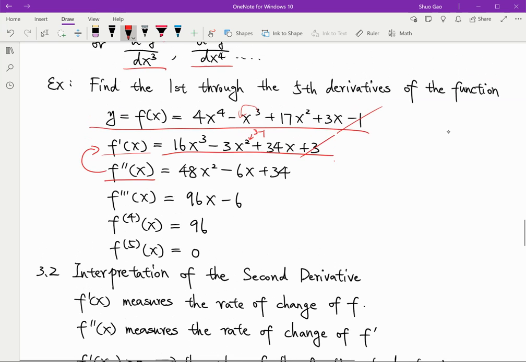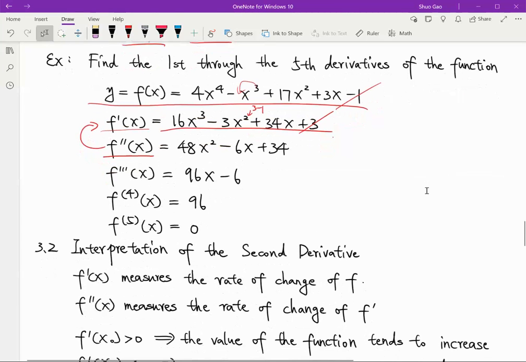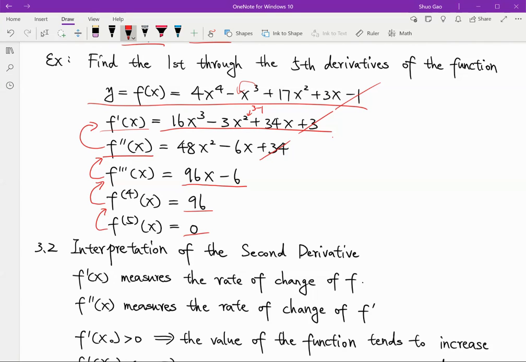And so on, we have f triple prime x, the third order. It should be 96x minus 6. Again, get rid of this constant term. And then f superscript (4) x is 96. So f superscript (5) x, or the fifth derivative, is just 0, right? Because f superscript (4) x is a constant term. And if we take the derivative of a constant term, we get 0, right? Because the rate of change is just 0.